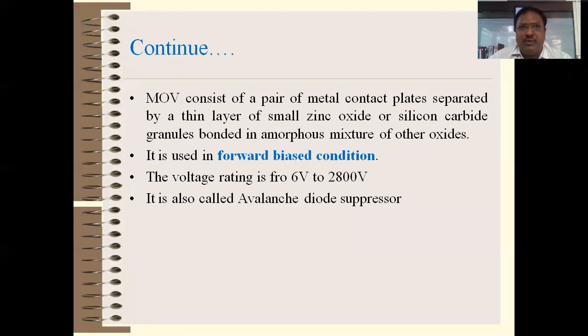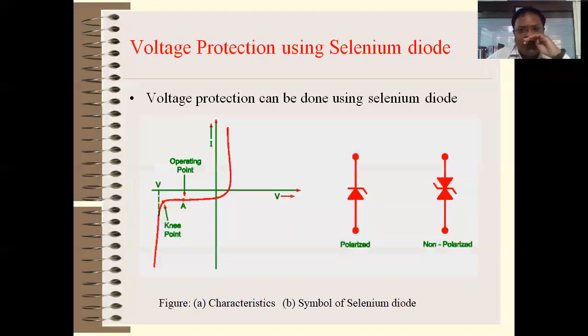Initially, the resistance is very high, so the current is very small. But as you increase the voltage beyond the defined level, the resistance decreases and the current through the device increases, so that the voltage across the device remains constant. Okay. So next one is voltage protection using a selenium diode.